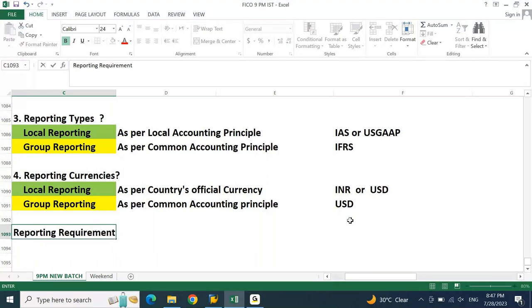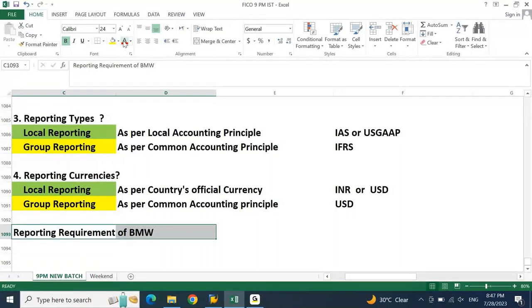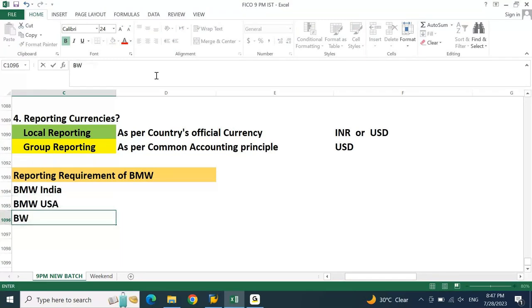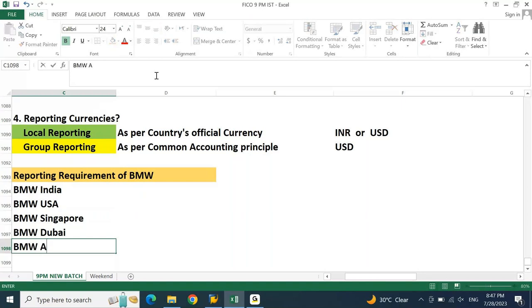Reporting requirement of BMW. Based on the above points, I'll now put three points here. I'll put BMW India, I will put BMW US, I'll put BMW Singapore, I'll put BMW Dubai, I'll put BMW Australia. These are the companies that I am putting.